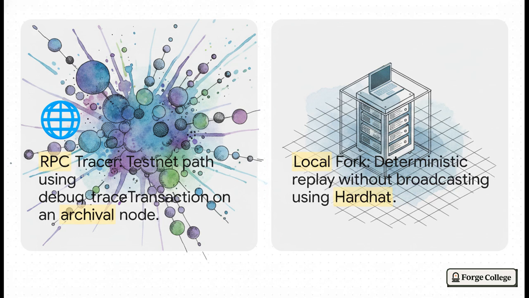If you want absolute, deterministic replay without any external noise, Option B is your best friend. But if you want to see how your code interacts with a live testnet state, you'll definitely want to go with the RPC tracer path.